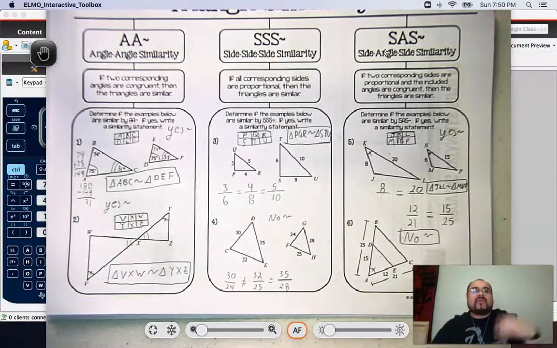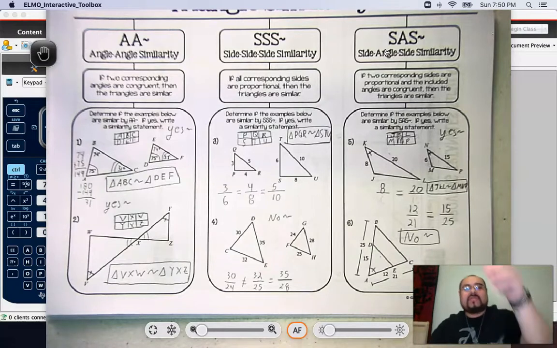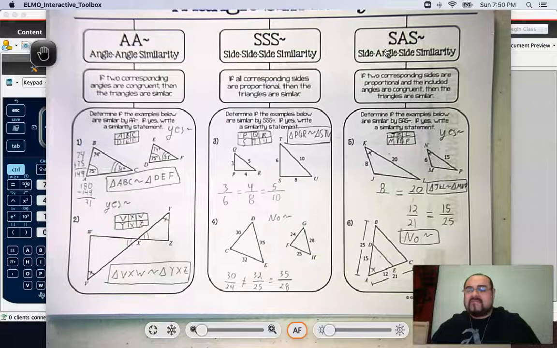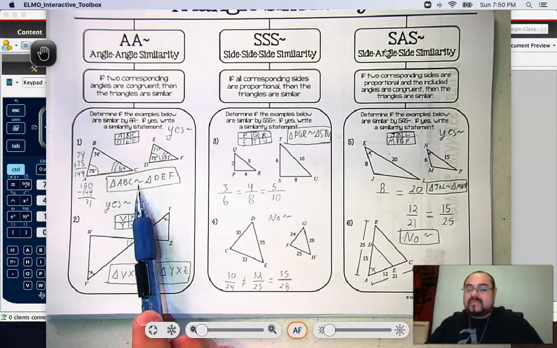It'll ask you first, are these similar using angle-angle? And you say yes or no. Are these similar using side-side-side? Yes or no. Are these similar using SAS? Yes or no. Then the second half of your assignment, the last 4 questions, are going to ask you to write out the similar statements.